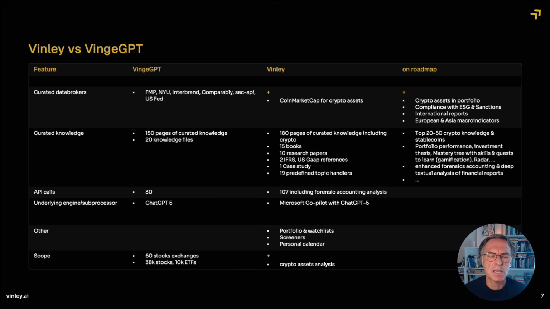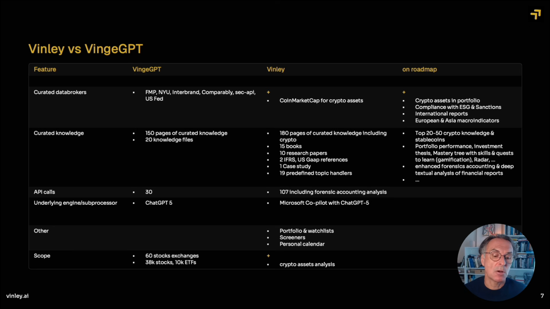We'll show you how this looks in a typical investment process. You have portfolio, watch list, screeners. You have even a personal calendar. I use this in Vinley now because I have my own portfolio of 15 companies. I want to know when is the next earnings of my company, when is the next dividend coming up. So this is something I have also in my personal calendar in Vinley.ai.